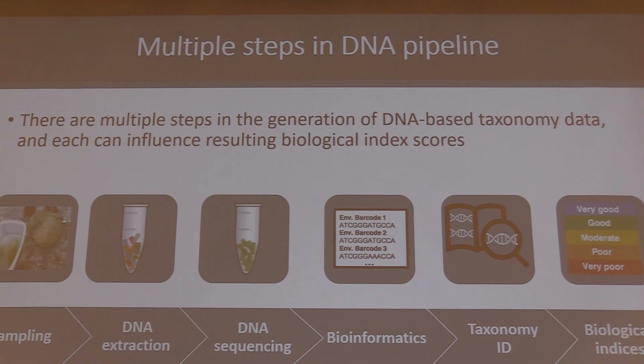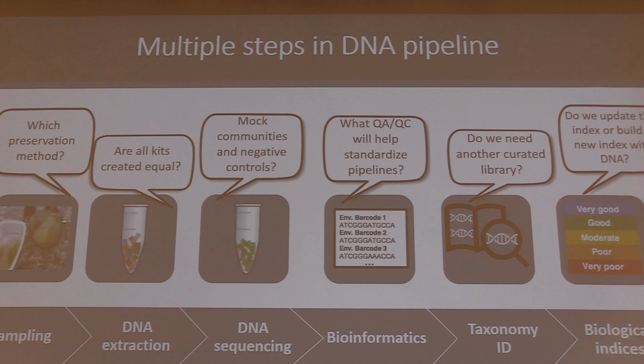All right, so I hope that this gave you a bit of an overview and a sense that there's multiple steps in generating useful DNA data for bioassessment applications. So we go all the way from sampling our organisms out in the wild, extracting our DNA, sequencing it, performing bioinformatics, assigning taxonomic ID, and eventually calculating our biological indices. And each of the different methodological choices that we make along this pipeline can influence our resulting biological index scores.